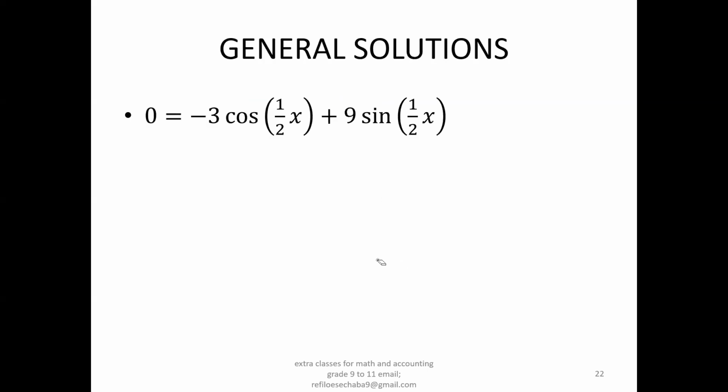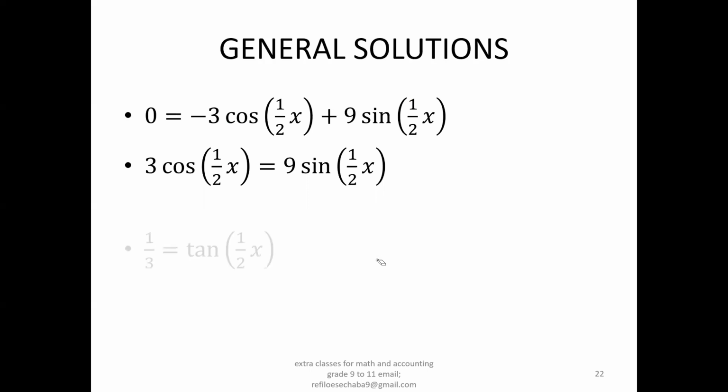What about this one? What would you do here? I'll take sin... no, I'll take cos to the other side. Negative 3 cos a half x. That was a good choice. And then what would you do next? And then divide both sides by cos a half x. And this is what you will get, right?